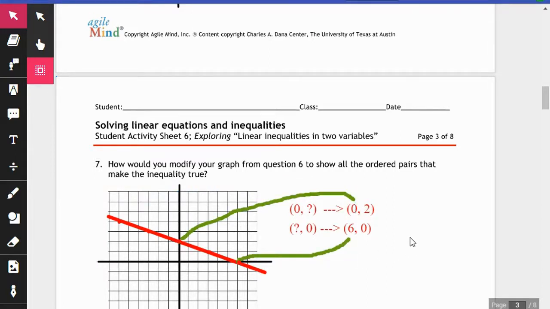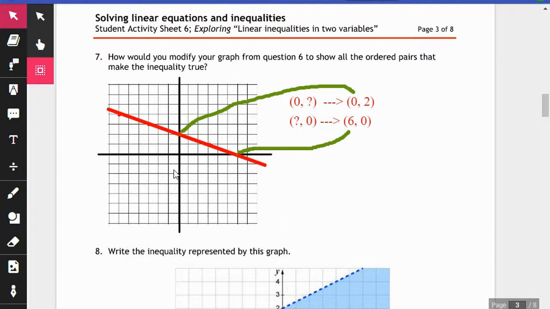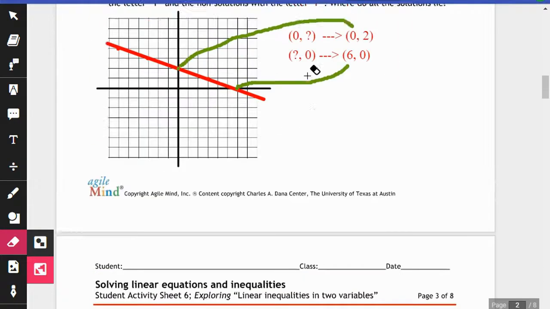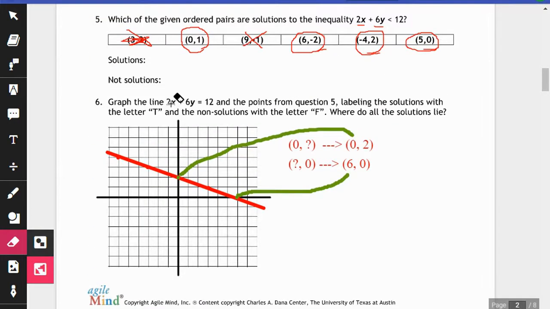Okay, so I want all of the things that add to make less than 12. Now, the cool thing is this line is all of the ones that add to make exactly 12, because that's what the equals sign stands for. We found all of the combinations of candy and popcorn that add to make exactly 12. They're on this line right here. I could buy 2 popcorns but no candy. Here we can buy 6 candies but no popcorns, and everything in between.